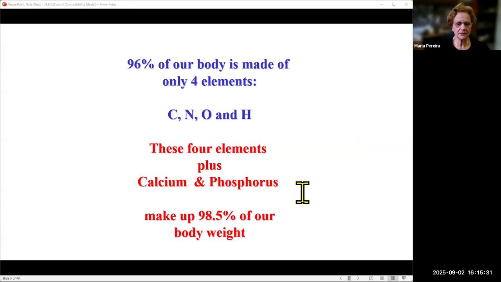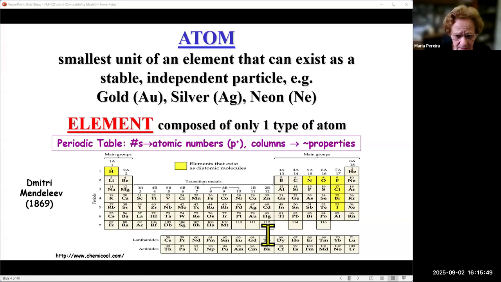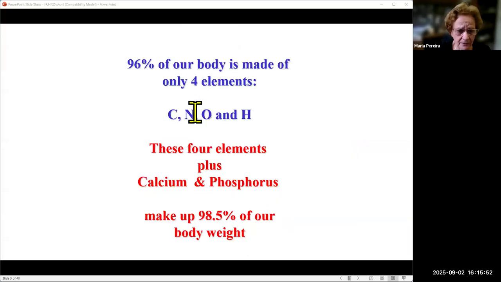Okay, so let's look at our body. That's what we are interested in this class. 96% of our body is made up of only 4 elements. So 4 elements out of these 180 make up our body: carbon, nitrogen, oxygen, and hydrogen. So our body is very simple in terms of element components. We only have 4 elements that are brought together to form all kinds of molecules that then go to organelles and organs and cells and so on.